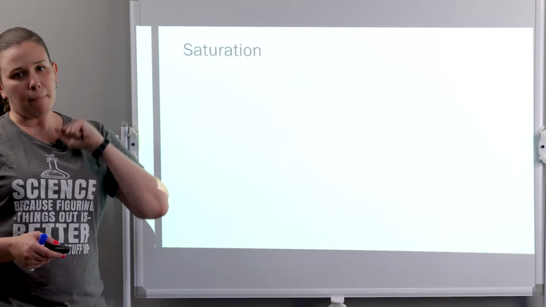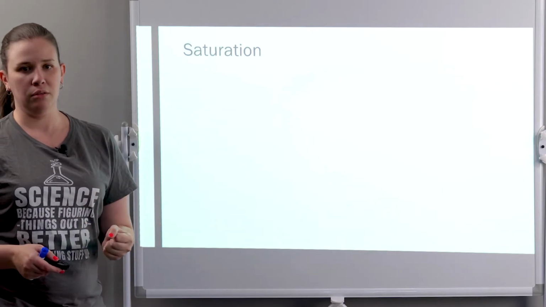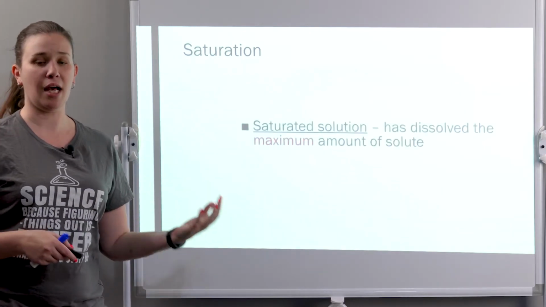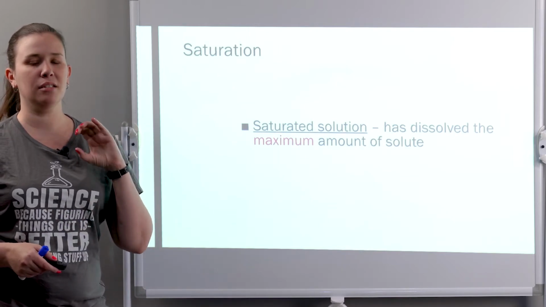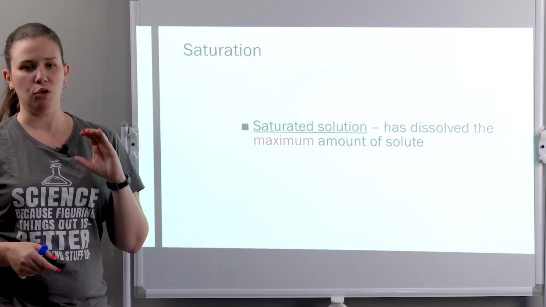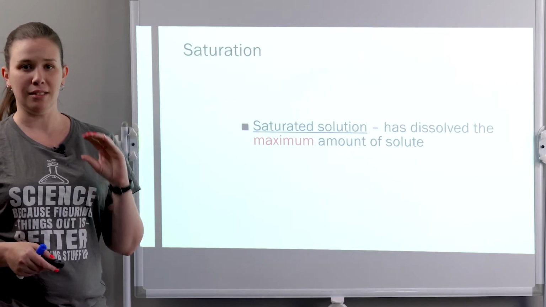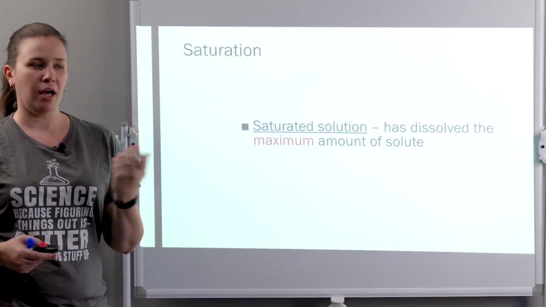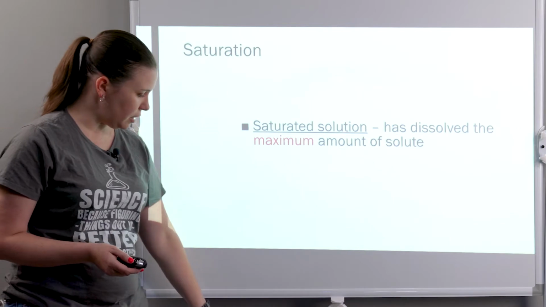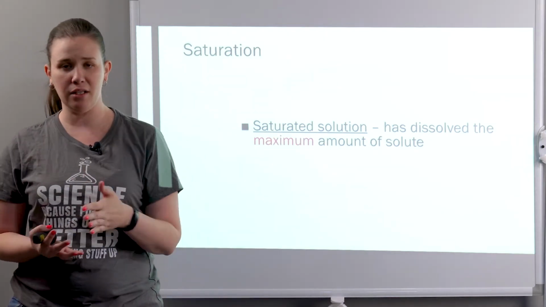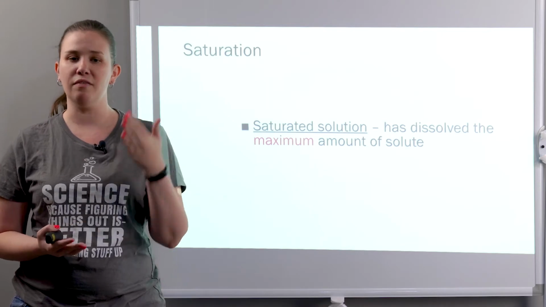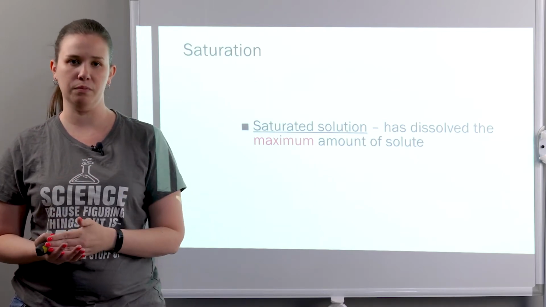Let's talk about how much stuff can be dissolved now. So you may have heard of a saturated solution. What that means is the exact maximum amount of solute that you could possibly put in solution is in there. Say, for example, at room temperature, my tea can hold 10 grams of sugar. If I get exactly 10 grams in, then I have the perfectly saturated solution.